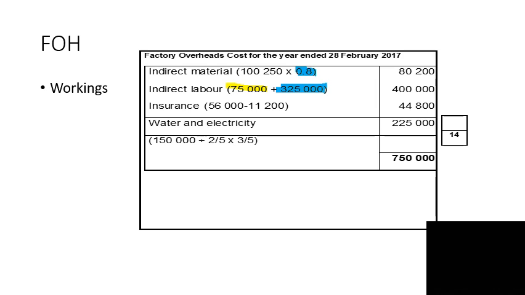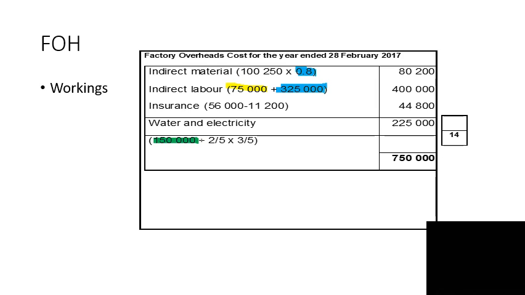Then insurance, the trial balance was saying 56,000. Out of this we subtract the insurance for sales and administration. Then water and electricity. The water and electricity was a bit tricky. We use the formula that we always know. Our formula which says amount given. So we were given in the question 150. In the trial balance it was a question mark.